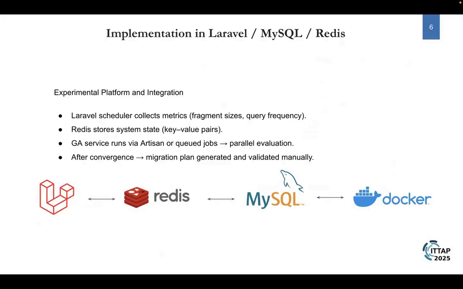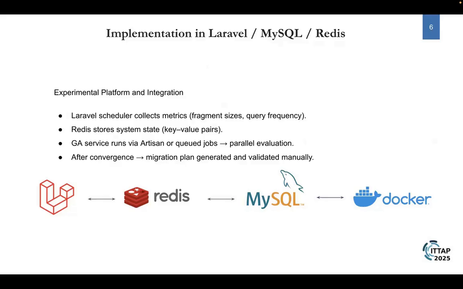Implementation in Laravel/MySQL/Redis. The proposed method was implemented in a real distributed educational platform developed on Laravel, MySQL, Redis, and Docker. Laravel scheduler collects metrics such as fragment sizes, query frequency, and node latency. Redis stores these metrics as key value pairs representing the system's current state.